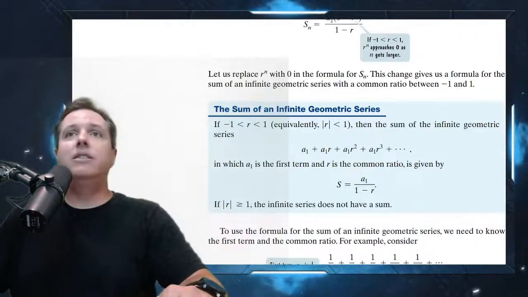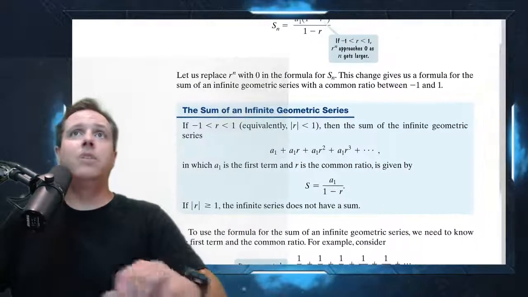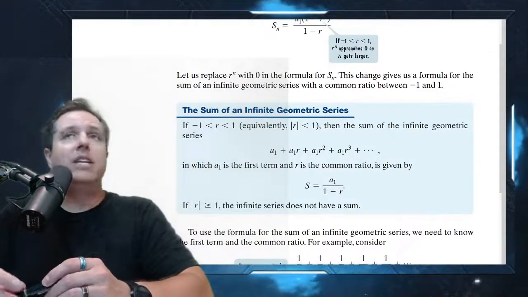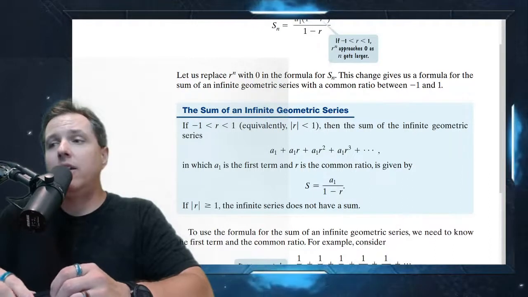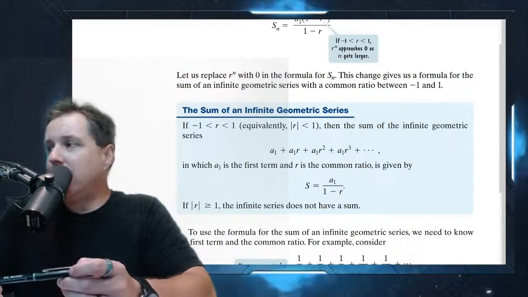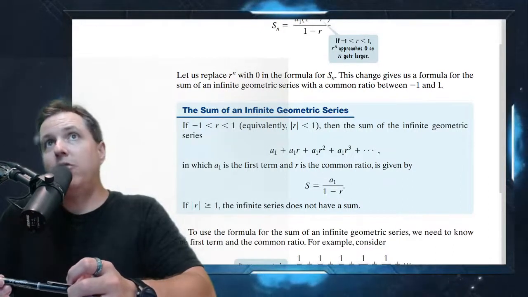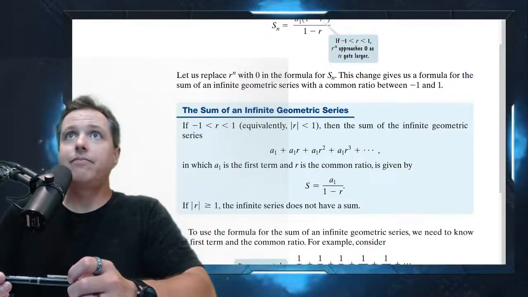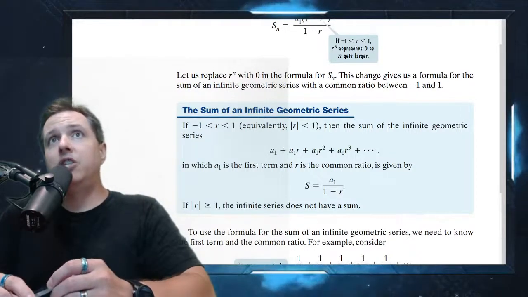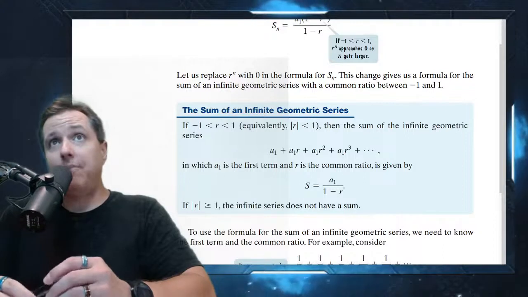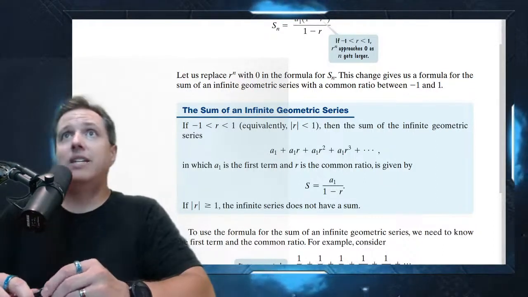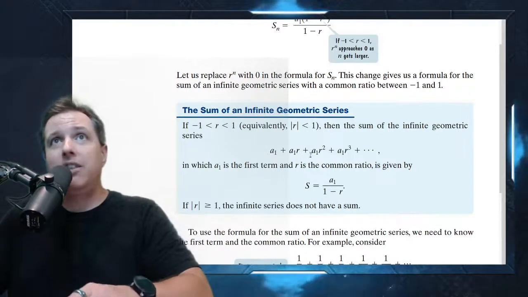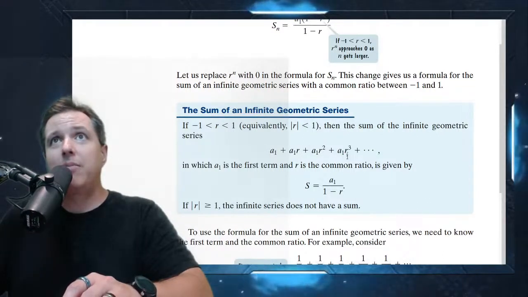So here are the conditions. The sum of an infinite geometric series. If r is between -1 and +1, or another way of thinking of that, and how you'll see this sometimes, the absolute value of r is less than 1. Then the sum of the infinite geometric series, a sub 1 plus a sub 1r plus a sub 1r squared plus a sub 1r cubed. Because remember, that's how you get the next term in the sequence, by multiplying by r.